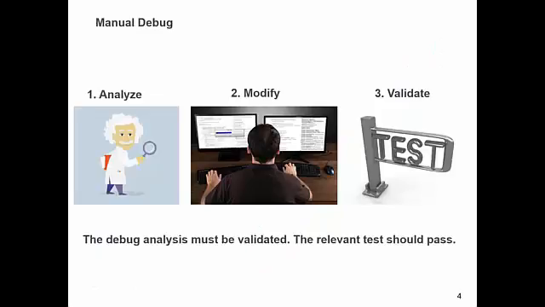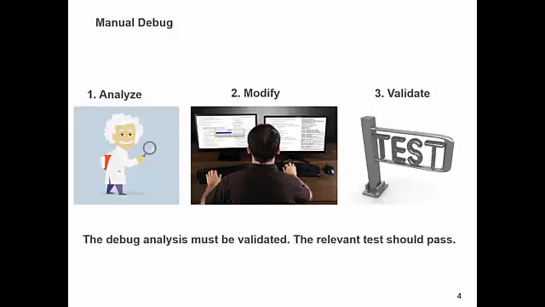Okay, so let's look at the manual debug first. It basically consists of 3 steps. Step number 1 is you have to analyze the problem. Some super smart verification engineer has to look into the problem and see what it is. Then you need to modify the code and validate it. Whatever test that failed, you need to run it again to make sure that the test is now passing.